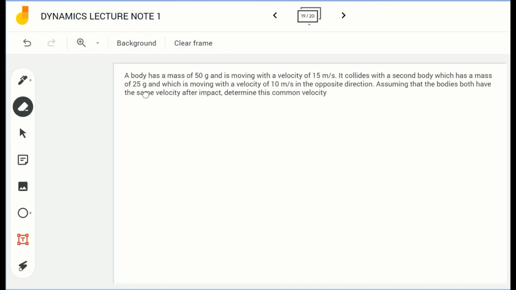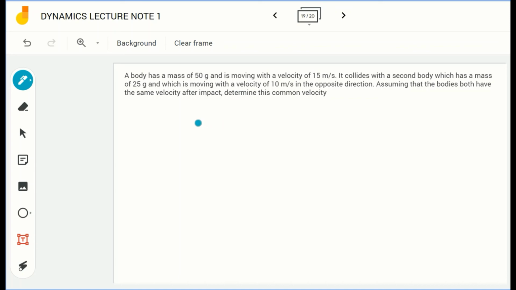It says a body of mass 50 grams is moving with a velocity of 15 meters per second. It collides with a second body which has a mass of 25 grams and is moving with a velocity of 10 meters per second in the opposite direction. Assuming that the bodies both have the same velocity after impact, determine this common velocity.